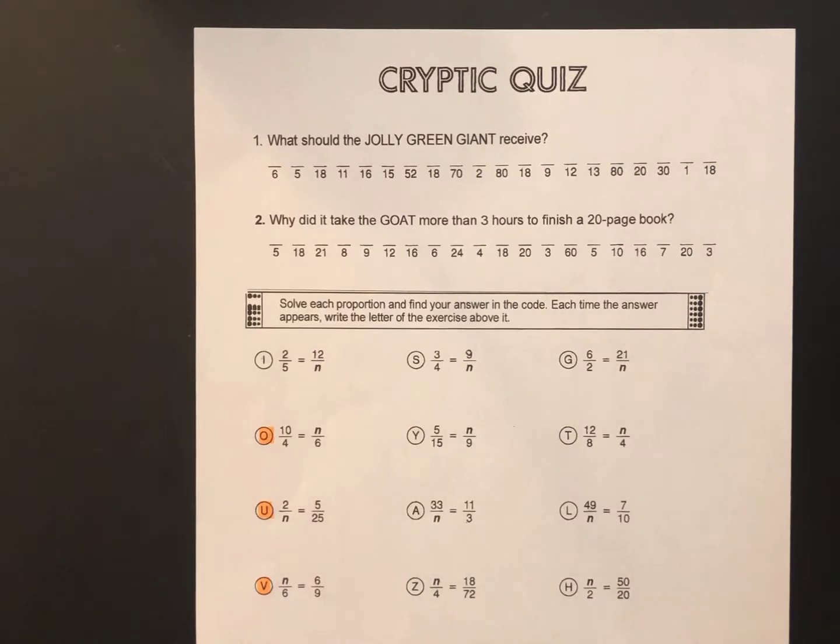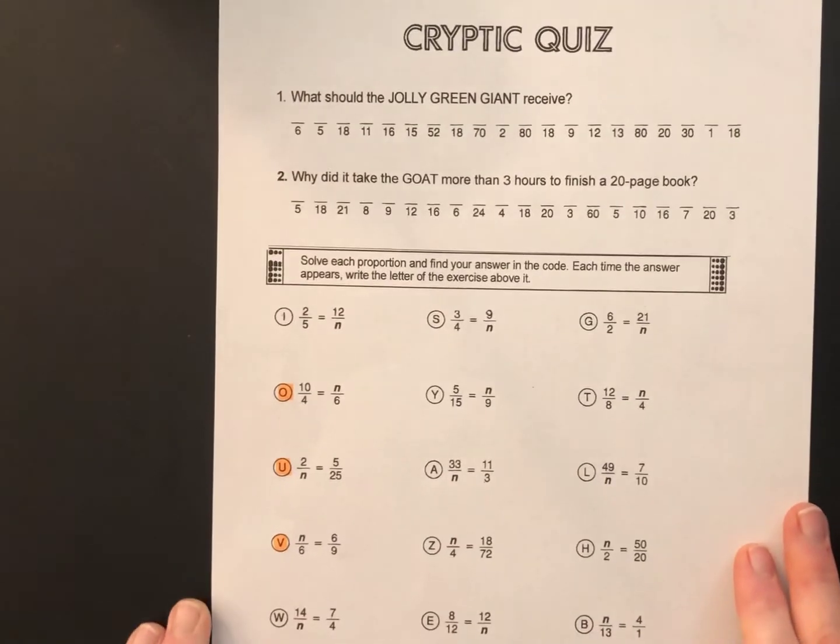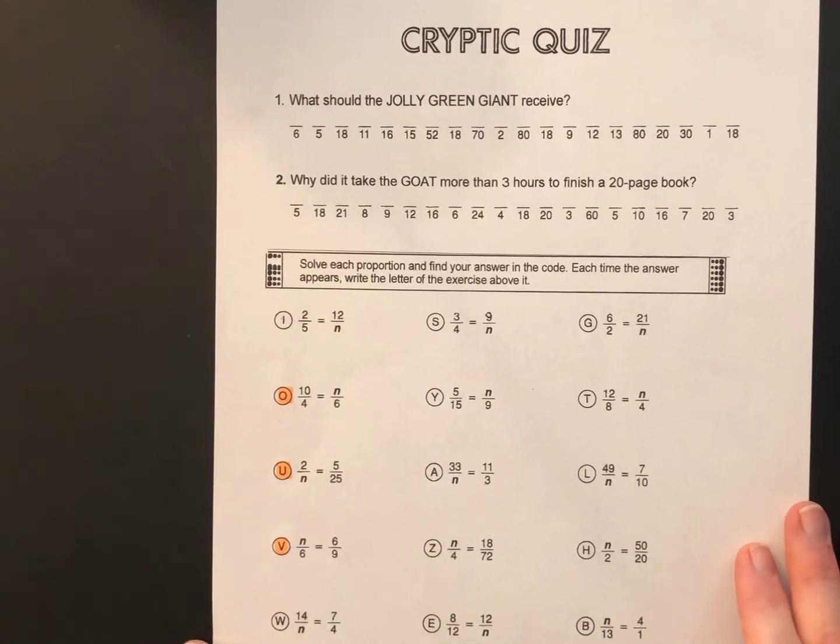All right, now look at page 10. We are going to solve the cryptic quiz and answer 2 questions. What should the jolly green giant receive? And why did it take the goat more than 3 hours to finish a 20-page book? Things that make you go... We'll go over 3 of these together on this page, and then part of one on page 11.